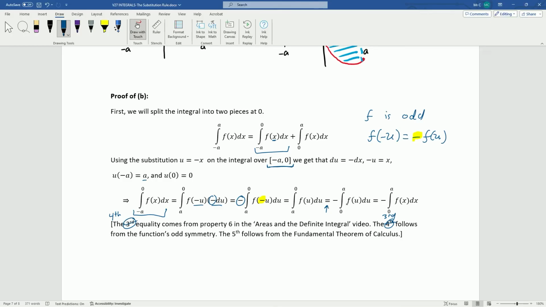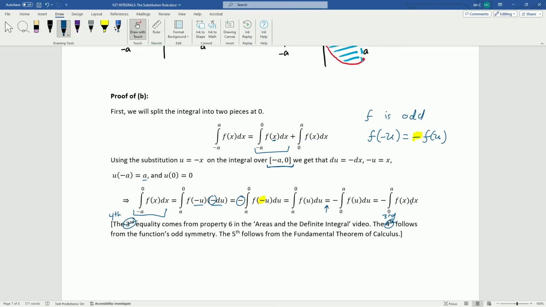And the last one, the negative integral from 0 to a of f of u du equals negative the integral from 0 to a of f of x dx. All we're doing is changing the variable there, and the fundamental theorem of calculus doesn't care what the variable name is when you evaluate the integral. So that doesn't change anything.